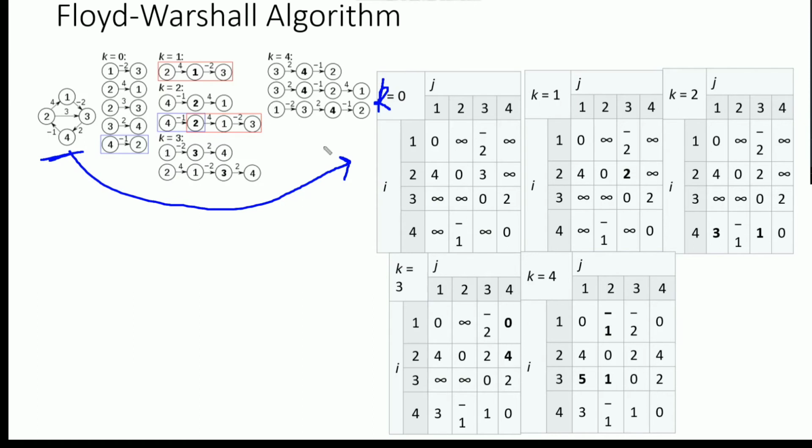It will be 0. So from vertex 1 to 1, we need to fill it with 0. Now from 1 to 2. If we see in this graph, there is no direct connection from vertex 1 to 2. If there is no intermediate vertex available between vertex 1 and 2, then in that case the distance will be infinite. Vertex 2 is not reachable directly from vertex 1.